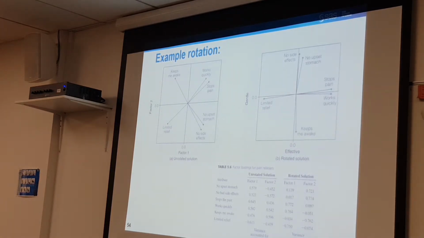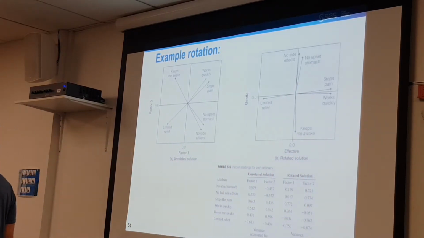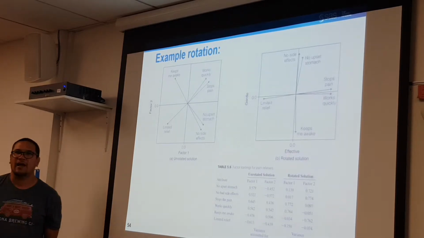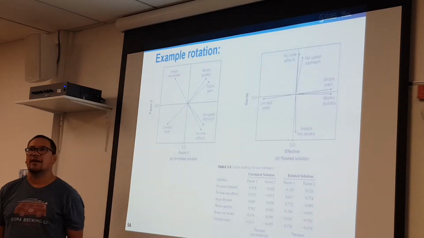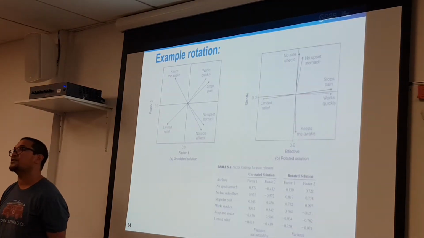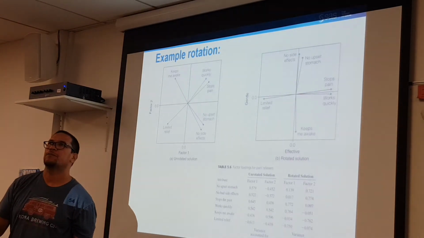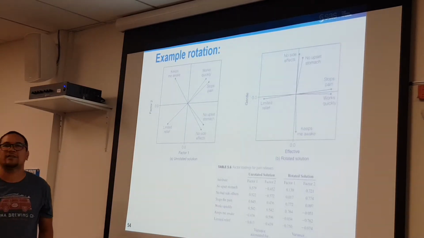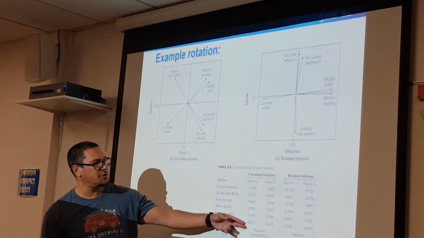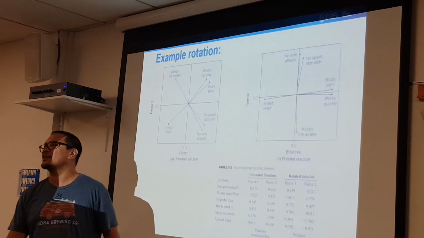So how does it do this? Well, you don't actually choose the rotation. The computer gets to choose the rotation. It has a variety of ways of doing it, and perhaps one of the most common ways is something called the Varimax rotation. So it's trying to rotate the data such that the variation amongst the loadings of your factors is maximized, right?